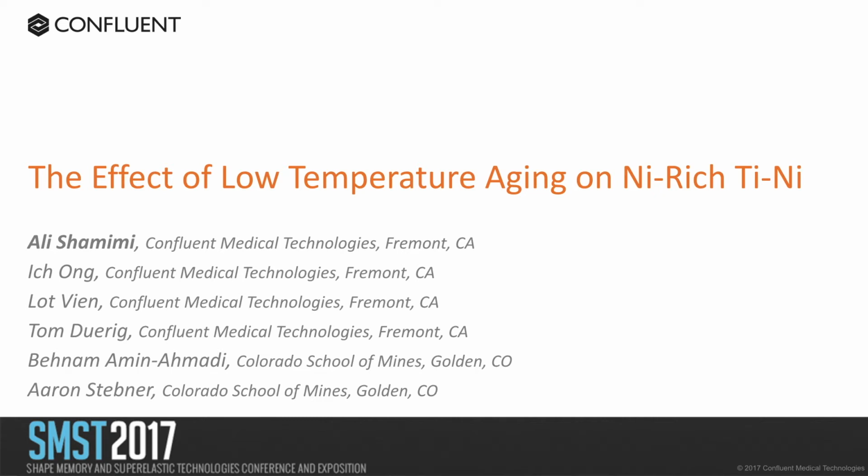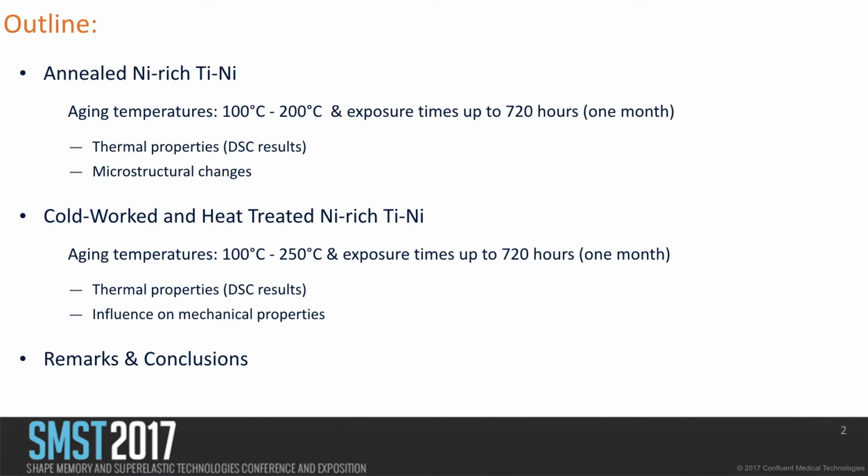Okay, the next topic is the effect of low temperature aging on nickel-rich titanium nickel alloys. Just to get a little bit coordinated, first I'm going to talk about the annealed sample, show some DSC results at aging temperatures between 100 to 200 C with exposure times up to a month, go over some of the thermal properties, and show some microstructural changes associated with these changes, and then move on to a more device-relevant condition, and go over some thermal properties changes, and then the influence on mechanical properties.